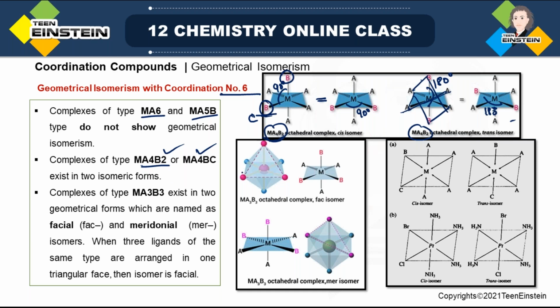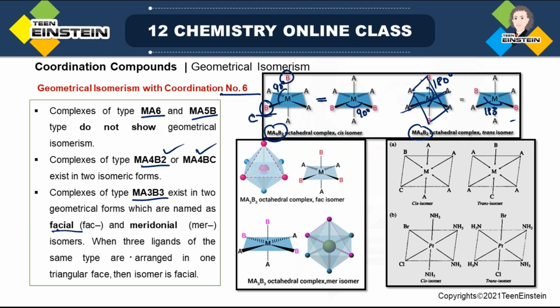Okay, so MA4B2 and MA4BC can have two geometric isomers. Complexes of type MA3B3, so three similar ligands and then a second type of ligand, also total 3, exist in two geometrical forms. Now the name is different, it is not cis-trans. Now we are using a new term, which is facial, in short FAC, or meridional, in short MER.